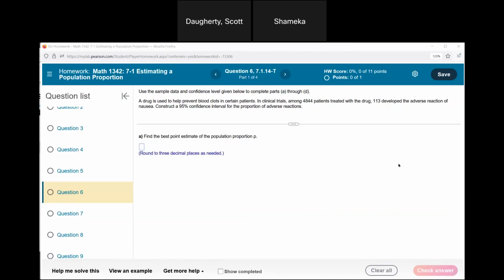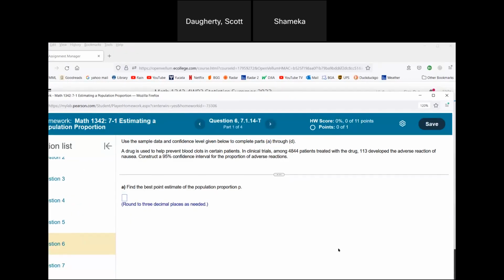So what's going on here is we're trying to estimate the actual proportion of people that would develop nausea as a side effect to being treated with this drug. And to do that, we can't look at everyone in the population, so we're looking at a sample of people, right? And so our sample consists of the 4,844 people, and it just so happens 113 of them develop nausea. So let me put this on the notepad.